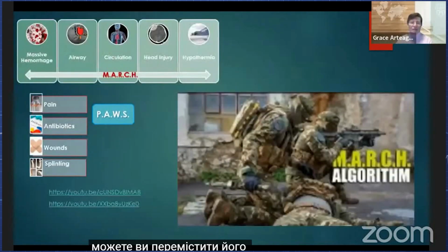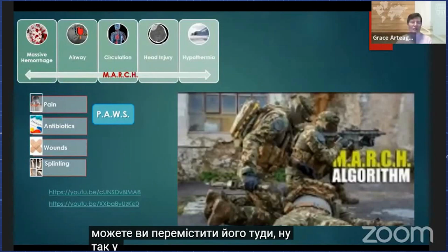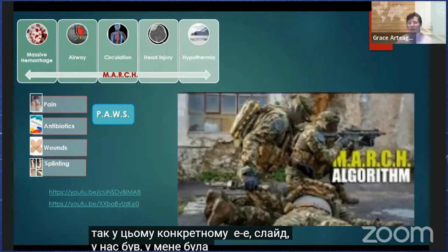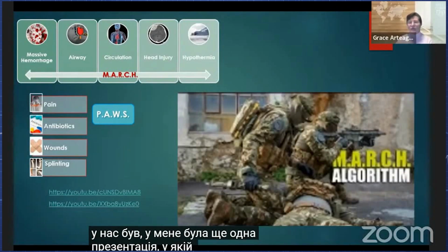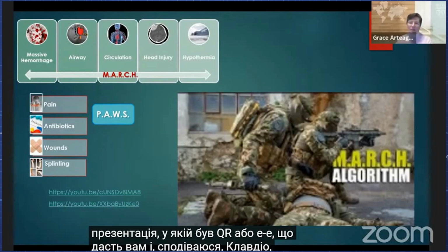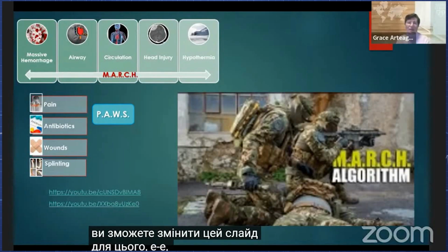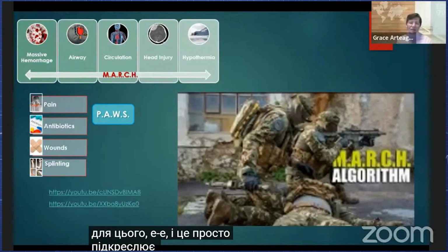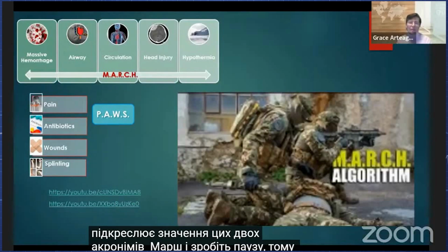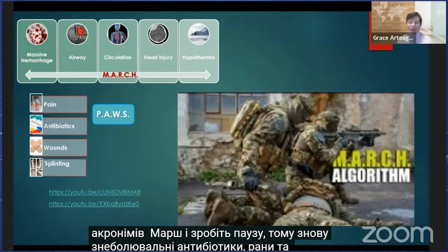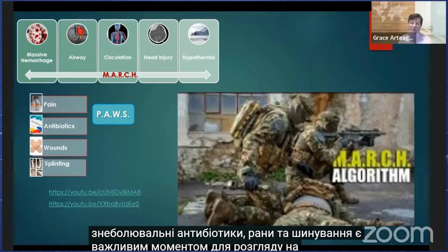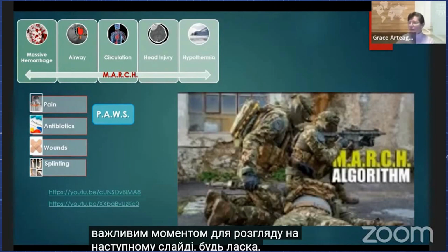Are you able to move it? There you go. In this particular slide, I actually had another presentation that had the QR code that will give you access, and hopefully, Claudia, you'll be able to change that slide for this one. This just highlights the significance of those two acronyms, MARCH and PAUSE. Again, pain, antibiotics, wounds, and splinting are important points to address. Next slide, please.